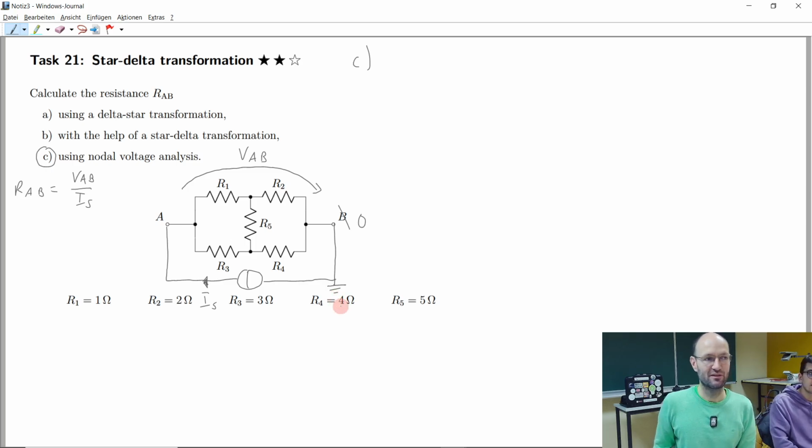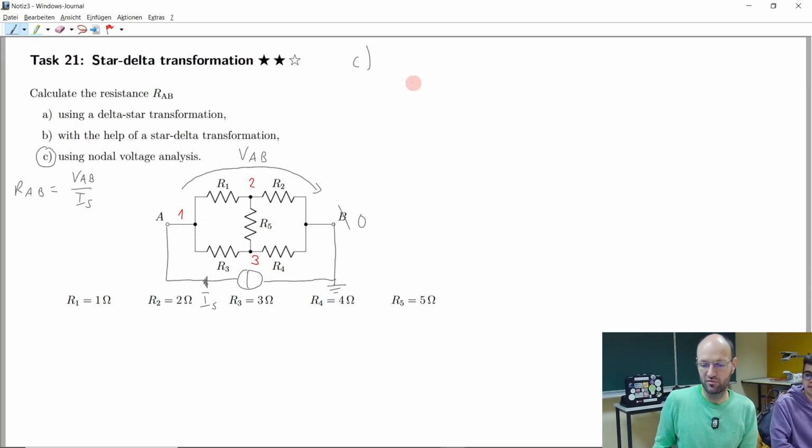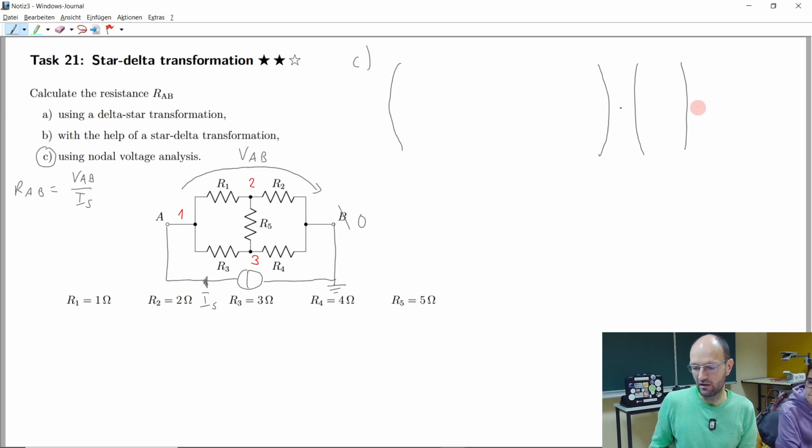Okay, so we have selected the reference node. The next step in nodal voltage analysis was to number the other nodes. So let me take a different color and number this as 1, this as 2 and this as 3. Then the next step is setting up the system of equations in matrix form. As we have 3 nodes, we need to have a 3 by 3 matrix with the coefficients, then the vector of our unknowns and the vector of the sources.